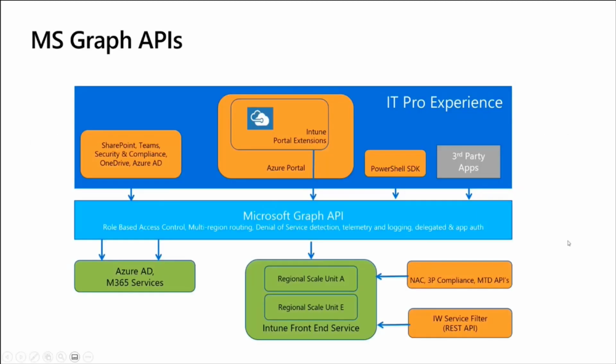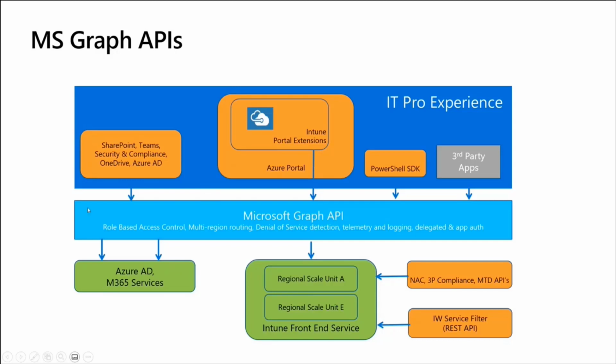Now, if you're using Graph, those of you who are familiar with Graph will generally recognize this particular diagram. But if you're new to Intune and Graph, everything that we do in the Intune console, which is hosted as part of Azure Portal, goes through the Graph API. You can also use PowerShell, or third-party ISVs that have developed applications can go against Graph. And all of that builds our IT Pro experience. I know that many of you have been working also with SharePoint, Teams, OneDrive, Azure Active Directory, and all of them have APIs that are hosted in Microsoft Graph.